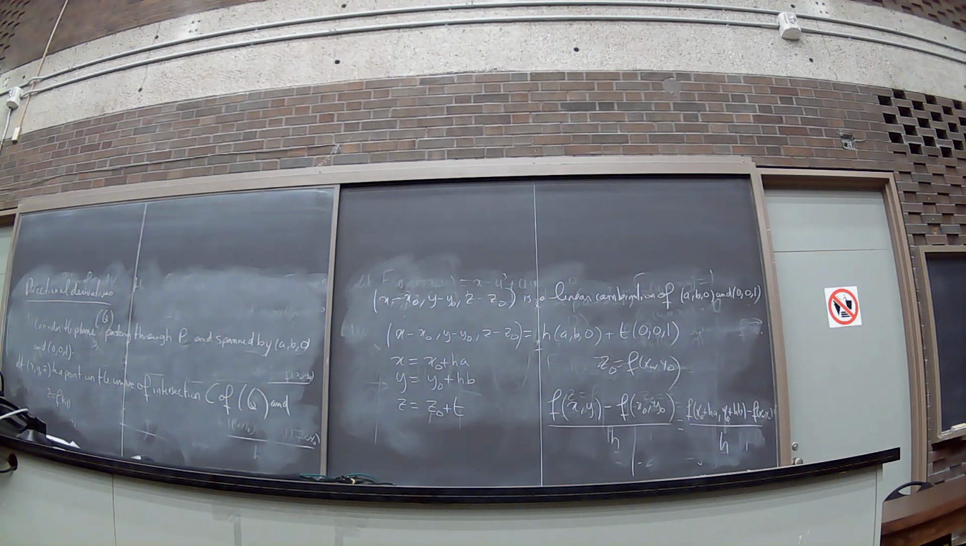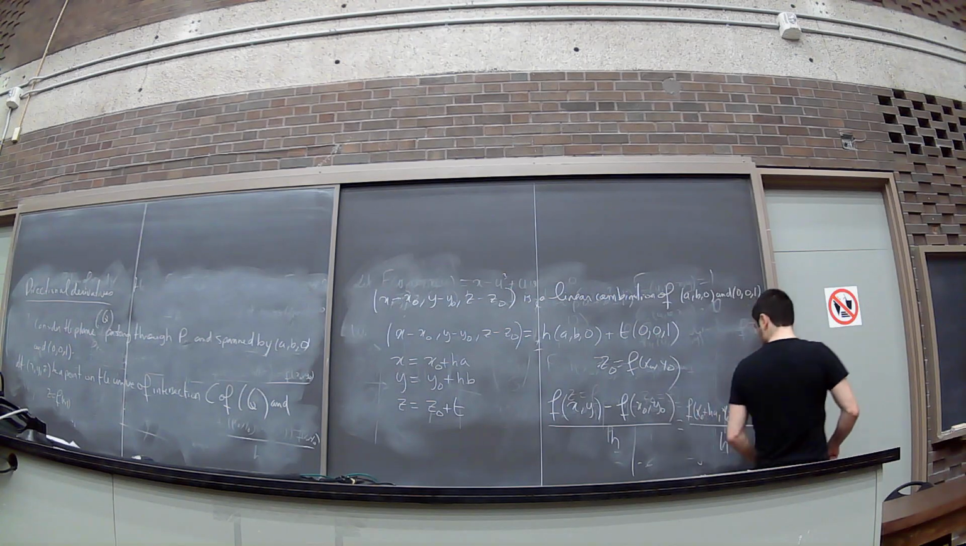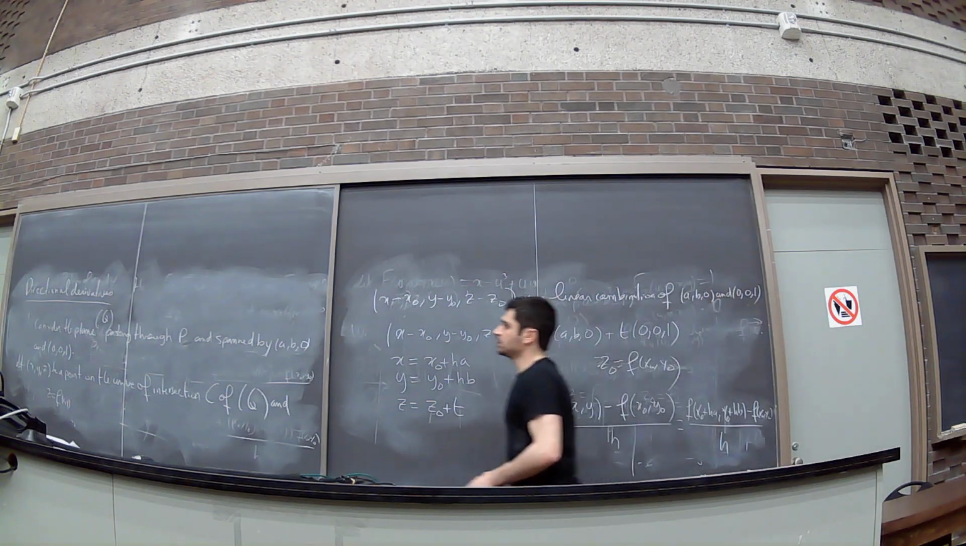How did you find that z0 is f(x0, y0)? Oh, because by definition, right? This (x0, y0, z0) is on the surface. Okay? Are we good here? This is the derivation of it.